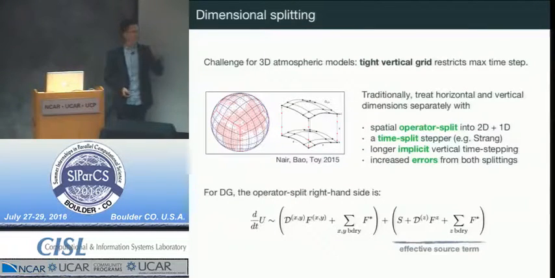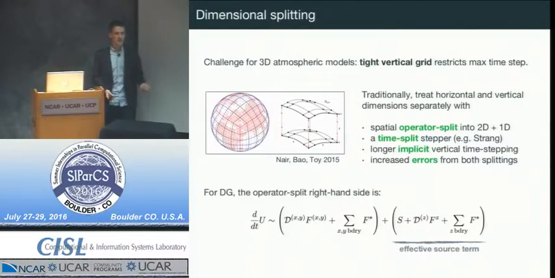This means that if you want to take time steps, you're going to be limited by the closest grid point spacing, which is going to be the vertical one. And you're going to be taking tiny, tiny time steps. It'll take a really long time for your simulation to get anywhere.